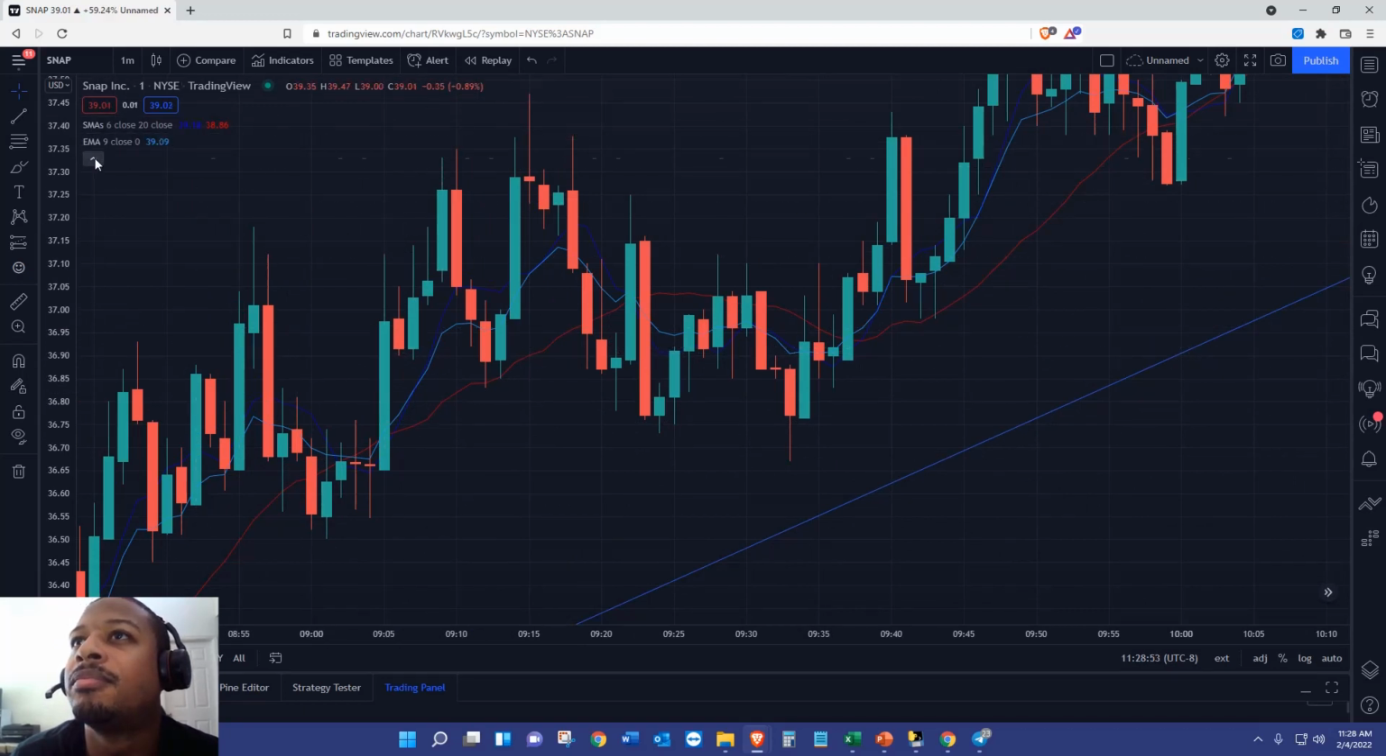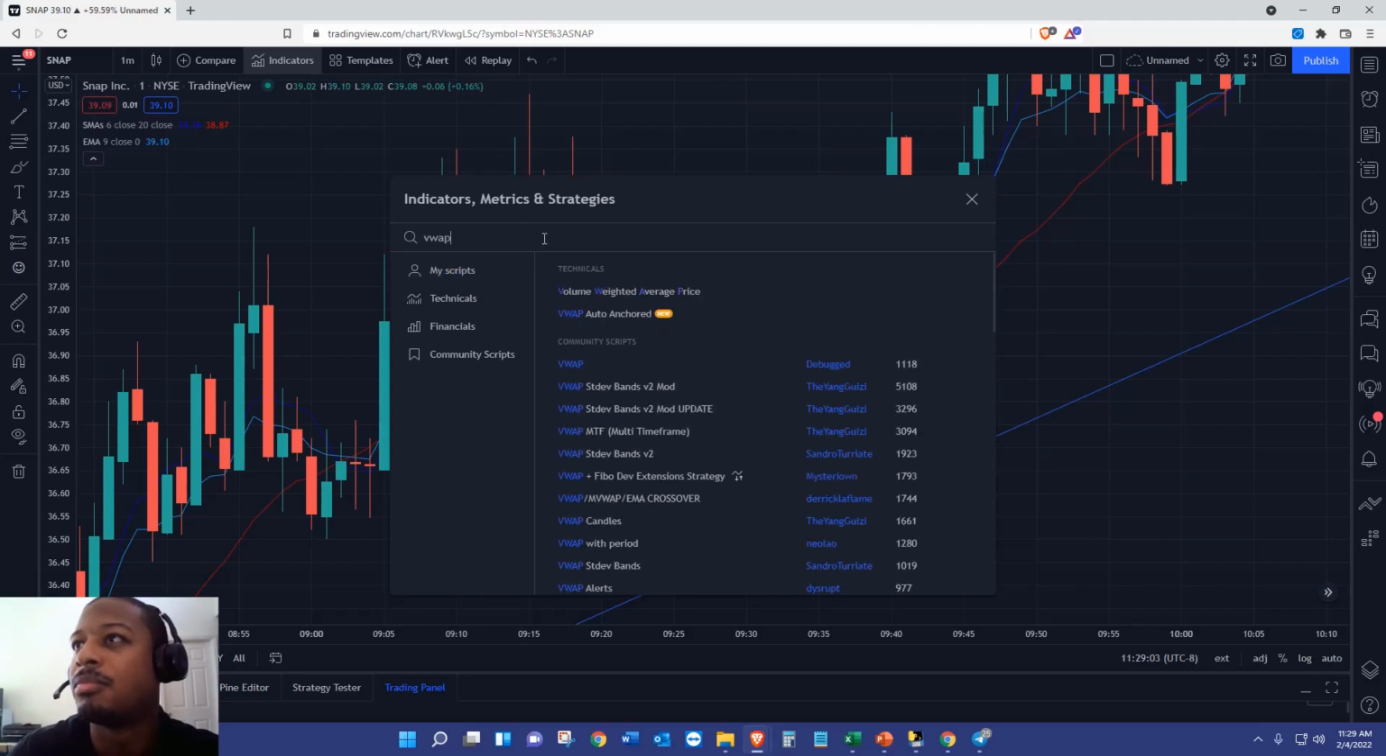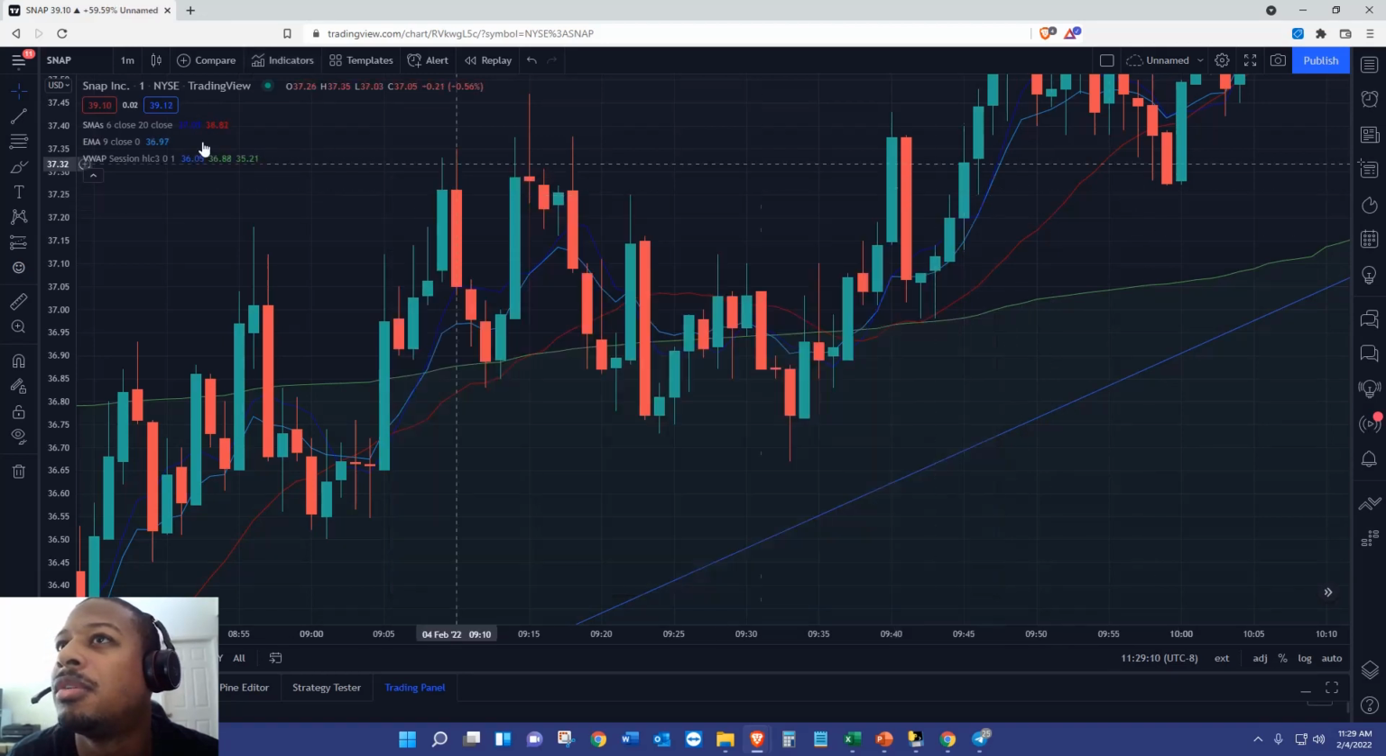Sorry, let's change these colors here. Oh, let me add the VWAP too. I want to add these as we go. Volume weighted average price. All right, so let's close that out.